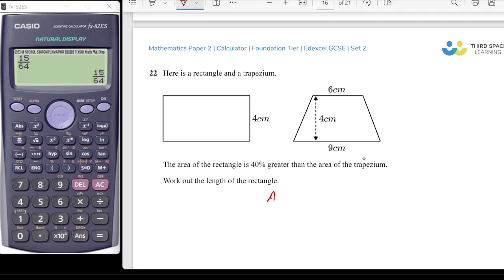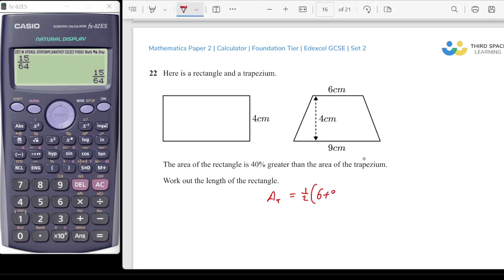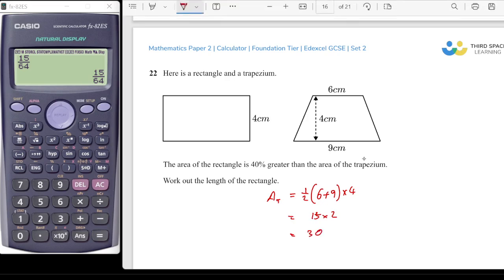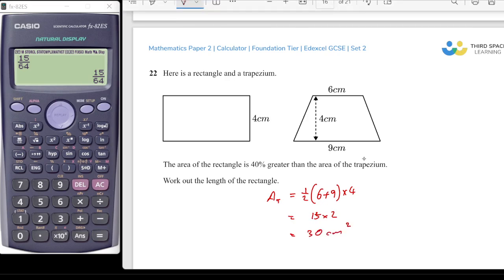So the area, I'm going to call it AT for area of trapezium, is going to be equal to a half of 6 plus 9 times by 4. So I'm going to change that to 15 times by 2. What I've done there is halve the 4, which gives me 30 centimeters squared.